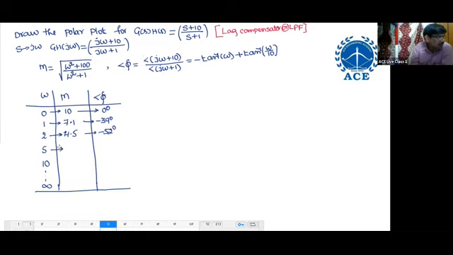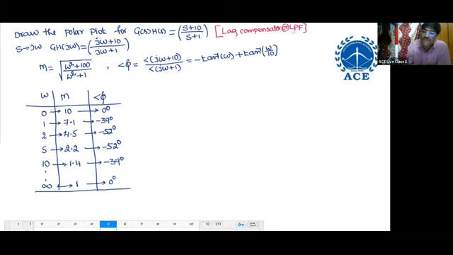Omega 5: magnitude 2.2, angle is minus 52 degrees. Omega 10: magnitude 1.4, angle is minus 39 degrees. Omega infinity: magnitude 1, angle 0 degrees. Here you observe that as the frequency increases, the magnitude reduces.